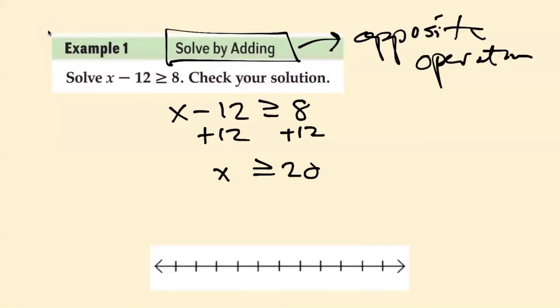And then now I have my answer written as an inequality. And now what I'm going to do next, I'm going to show you how to write that on a number line. Okay, and we call this kind of graphing our inequality, right?